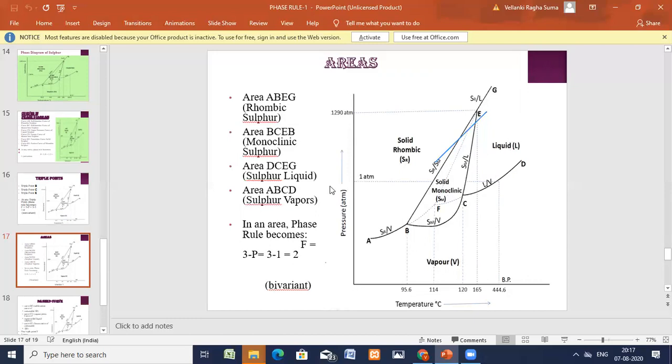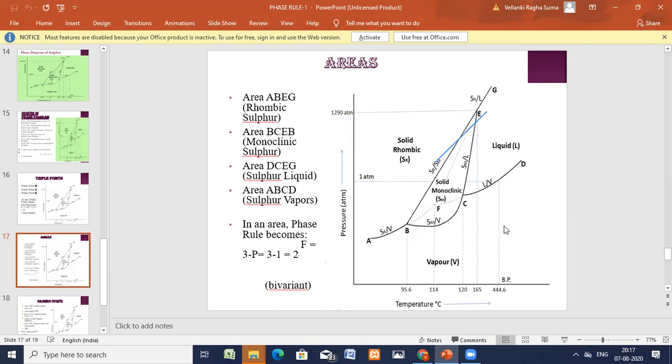A, B, C, D, the last one. In this area you are getting the vapor state. How many phases? 1, 2, 3, 4 phases. Solid rhombic sulfur, one phase, solid phase only, crystalline state. Monoclinic, the other form, solid, liquid, and vapor.